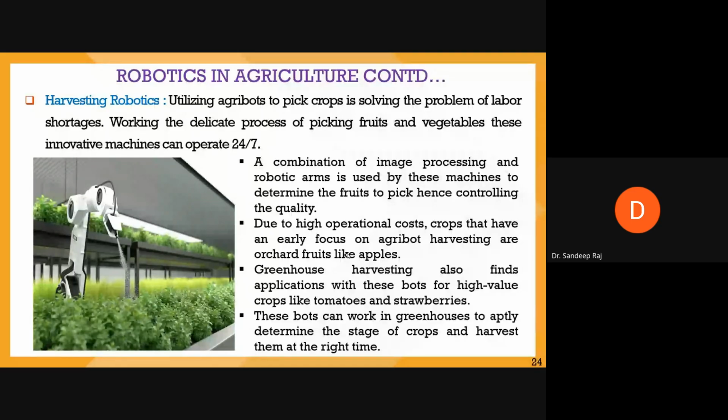Due to the high operational costs, crops that have an early focus on agri-bot harvesting are apples. Greenhouse harvesting also finds application with these bots for high-value crops like tomatoes and strawberries. These bots can work in a greenhouse to aptly determine the stage of crops and harvest them at the right time.